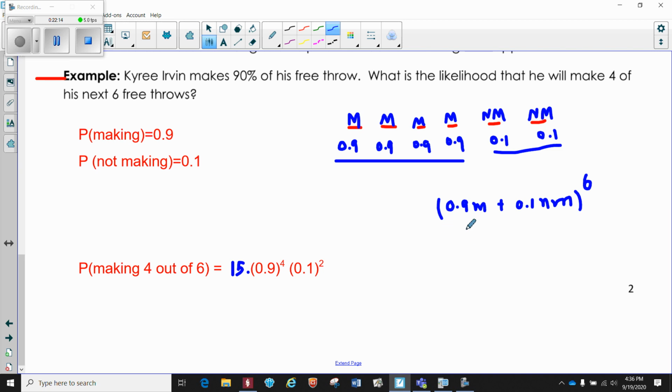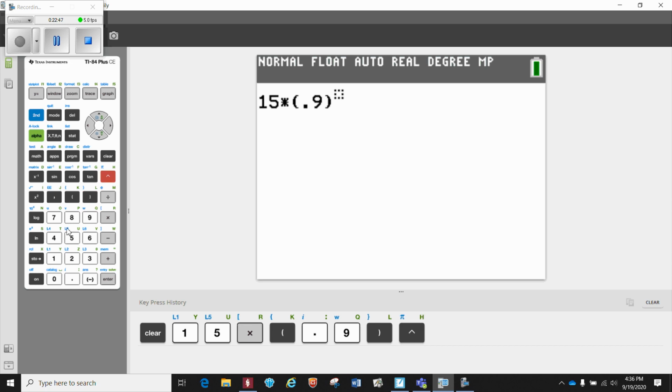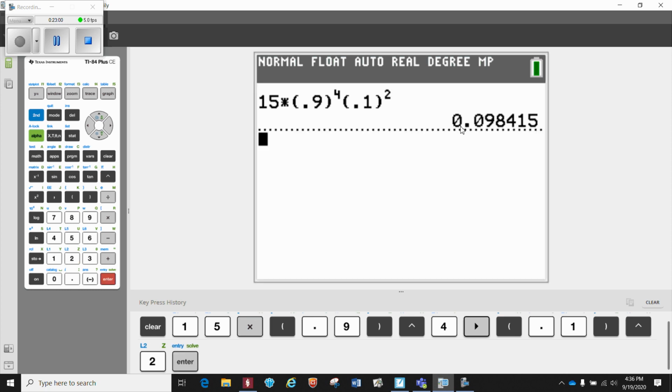So all you're doing for this problem, guys, is 0.9 plus 0.1 to the sixth power, M for making it, and NM for not making it. We know that this is 0.9 to the fourth and 0.1 to the second. So we look at the coefficient of that 0.9 to the fourth, and that's 15. And we just put that in the calculator and see what that is. So 15 times 0.9 to the fourth power, and then times 0.1 to the second power, and enter, and that will be the answer, 0.098.